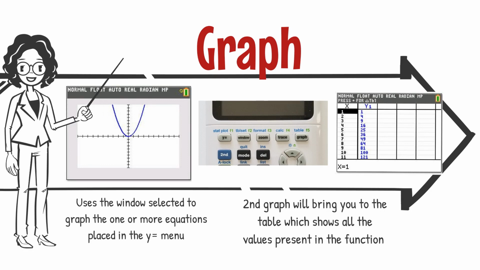We will also use this button for second graph, which brings us to the table as shown in the blue above the graph button. The table gives us an XY or input-output chart of the equation. So in regards to our x squared equation, it shows when x equals 1, y equals 1, and when x equals 5, y equals 25.